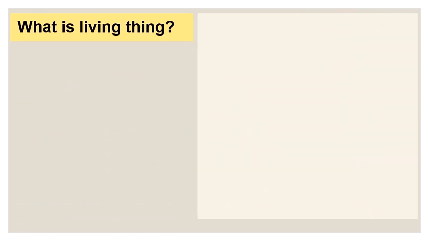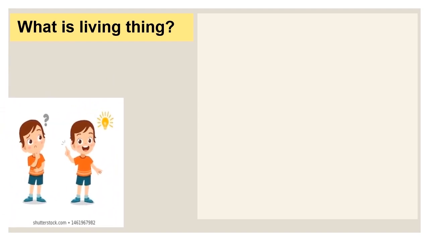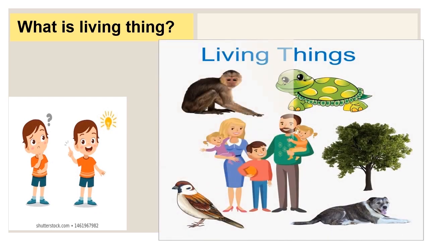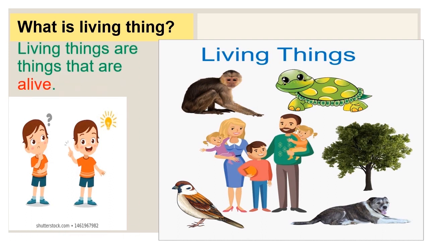Now we will start the first part of this topic. What is a living thing? We have some examples of living things in these pictures right now. So the answer is what? What is a living thing? Living things are things that are alive. Can you say with me? Living things are things that are alive.